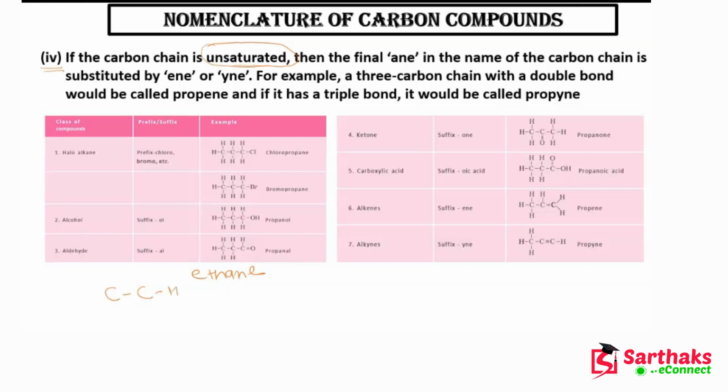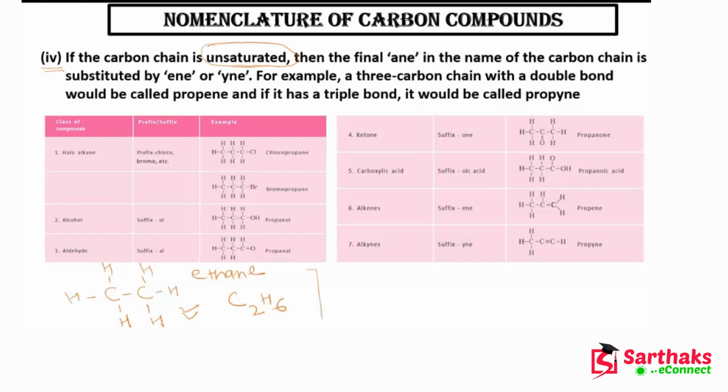So guys, as you can see, the structure for ethane is like this. And the formula of ethane is C2H6. So as you can see, only single bonds are present in this molecule. If only single bonds are present in the molecule, then it is a saturated compound. It is a saturated carbon chain.